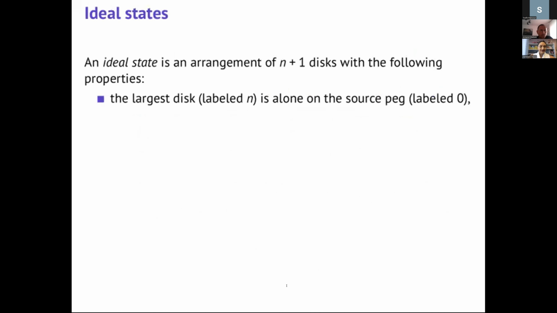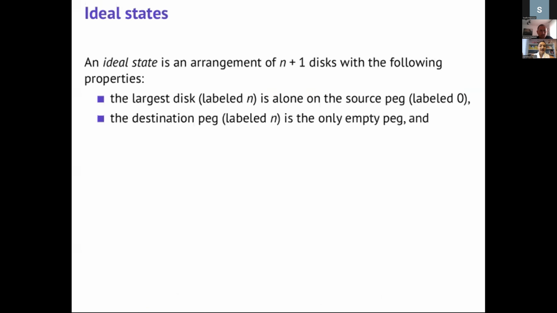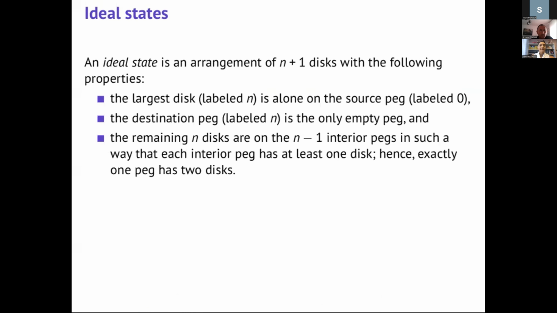So let me tell you about something that was studied in studying the Tower of Hanoi game. It's called an ideal state. This is simply a rearrangement of the n+1 disks having the following properties. First, you label the disks, the largest with the label n, to the smallest. It happens that the largest disk just remains on the original source peg. So that's how this ideal state is defined. And then the destination peg, the peg labeled n, is the only empty peg. The remaining n disks happen to be in the interior, so basically not in the source and not in the final peg. They're all in the middle, and they're arranged in such a way that each interior peg has at least one disk. Well, then that means that there's exactly one of the pegs having 2 disks.